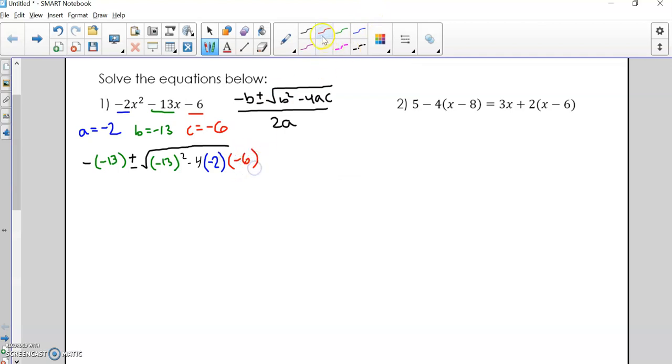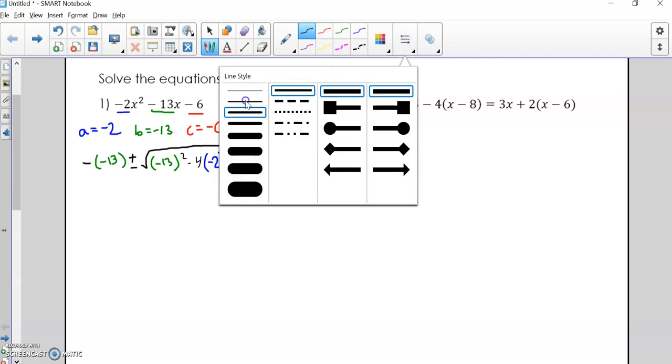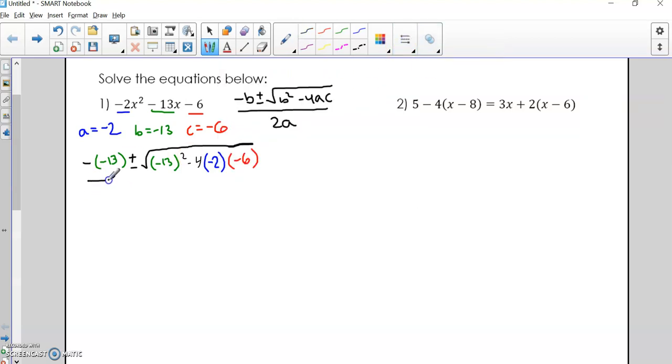Alright, almost there. This thing does not want to remember that I want to keep my pen skinny, so I'm sorry, it's going to get annoying, but I'm going to keep trying to switch to the skinny pen.